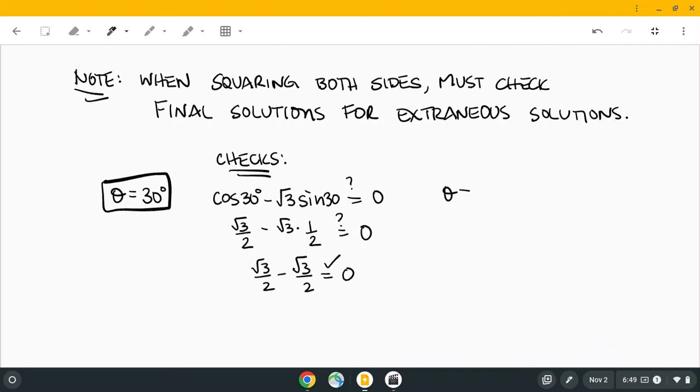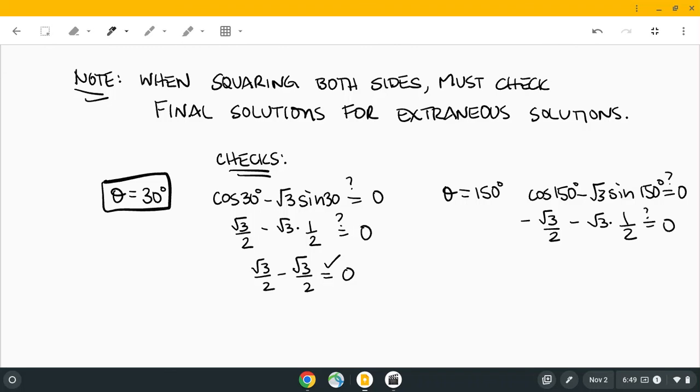All right, let's check the next one, 150 degrees. Cosine 150 degrees minus square root 3 sine 150 degrees. Does this one equal 0? Cosine 150 is negative square root 3 over 2. And then here we get square root 3 times positive 1/2. And so does this equal 0? It does not look like it. No, it doesn't. Okay, this does not equal 0. So we are not going to include that one.